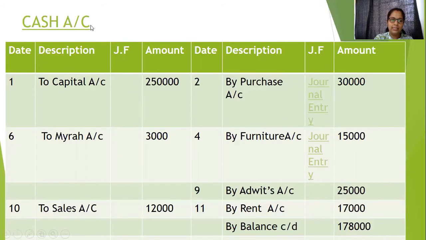When we look at the ledger of cash account, we will see, okay, so we have invested 2,50,000. It means there is increase in cash. How cash is increased? Because investment is made in the form of capital. Okay, then again there is 3,000. We have received certain cash from Myra, our debtor. So 3,000 increase. We will again say, oh, we have made certain sales on 10th. So 12,000 is again in the debit side of the ledger account. It means addition in cash that we can check from this.